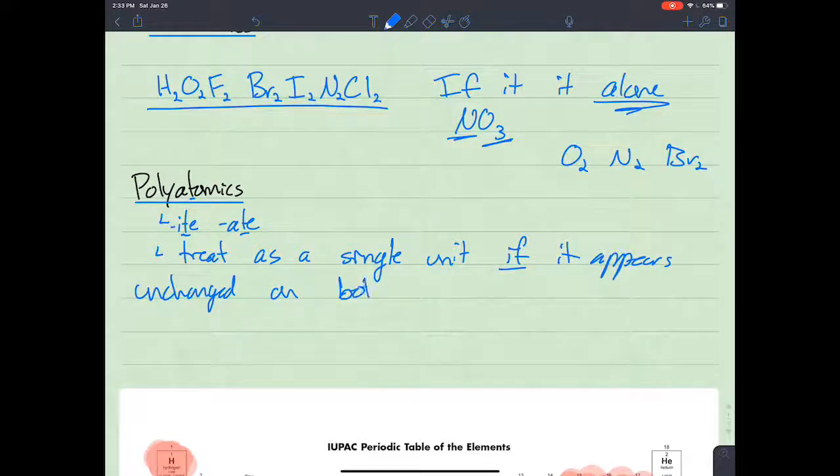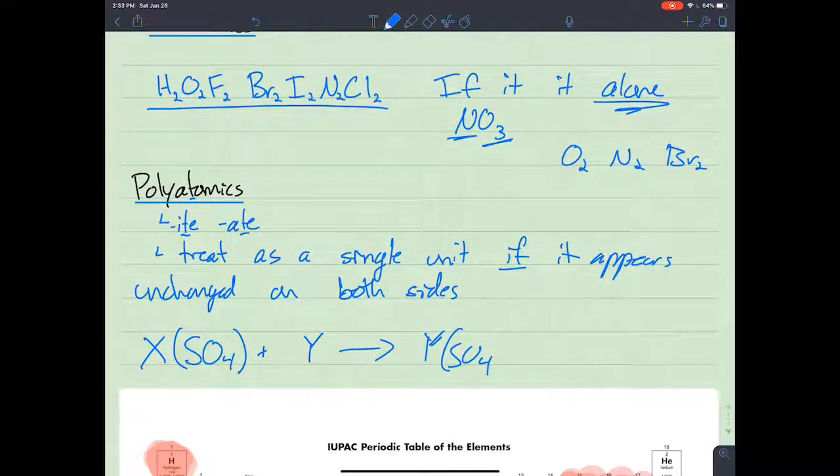Okay, so if you have a polyatomic like sulfate SO4 and it's in a reaction with something else, let's say this is a single displacement, so you get YSO4. That's probably the worst Y in history of Ys. Okay, SO4. Now we can treat this sulfate as a single unit because it's unchanged on both sides.